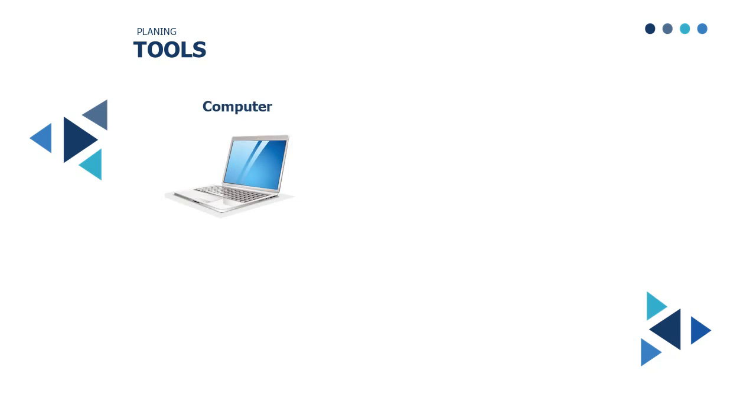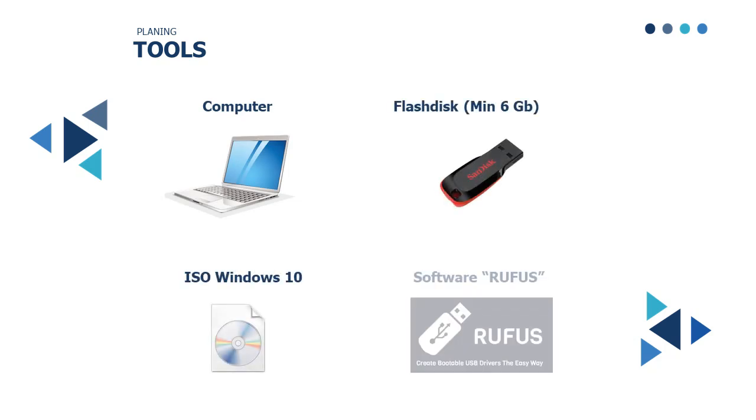So what tools and materials are needed? First, of course, the computer. Second, a USB flash drive with a minimum capacity of 6 GB. Third, the Windows 10 ISO master file. And the last one is the Rufus software.